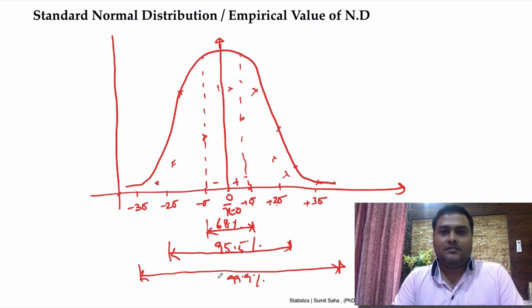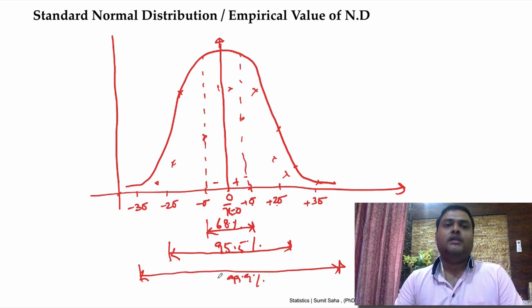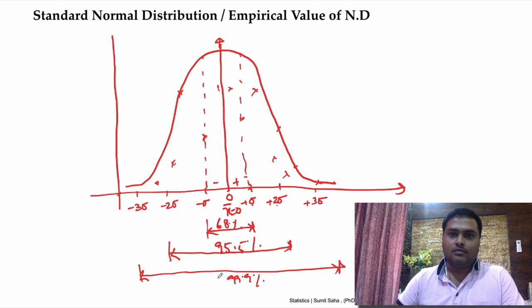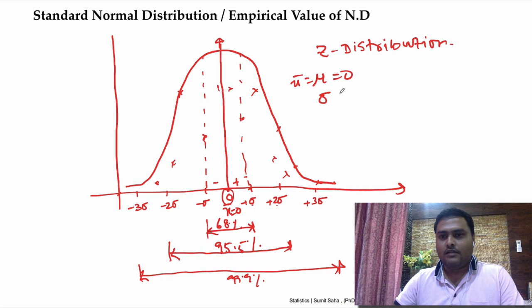This is the concept of the empirical rule of the normal distribution, and it is also called the standard normal distribution, because I am standardizing the normal distribution curve. This is also called the Z distribution, wherein mean equals 0, nothing but x bar, and the standard deviation is always 1. It may be plus 1, it may be minus 1.